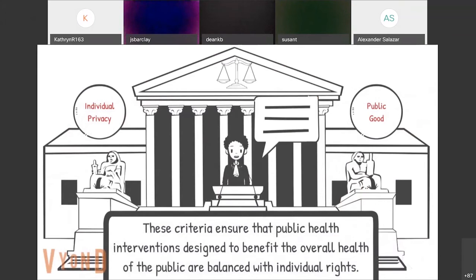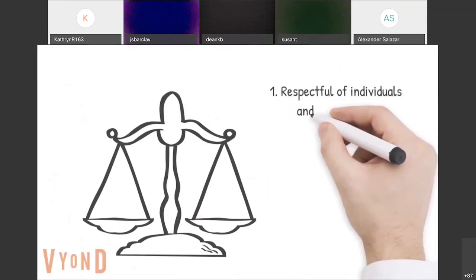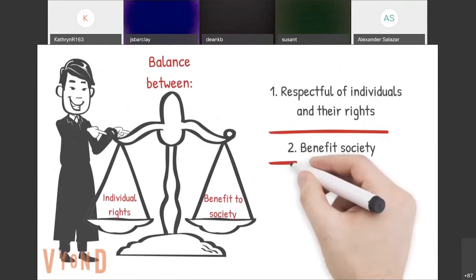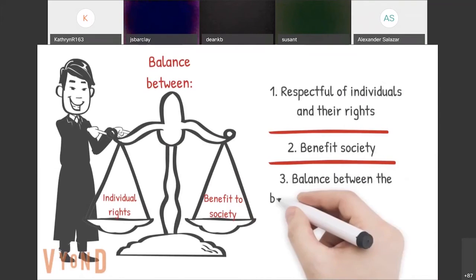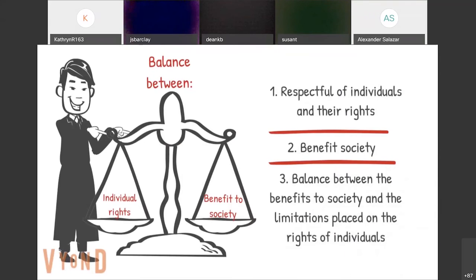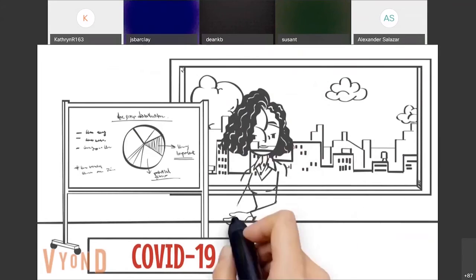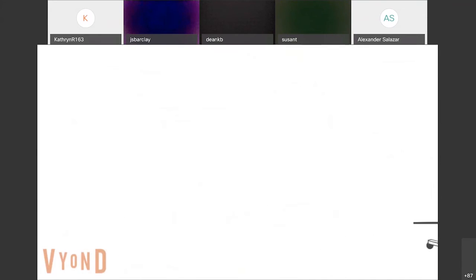The criteria include that the intervention must be respectful of individuals and their rights. The intervention must benefit all of society. And finally, the intervention must be a balance between the benefits to society and the limitations placed on the rights of individuals. Let's consider COVID-19 and what public health agencies are doing to stop the spread of the disease.